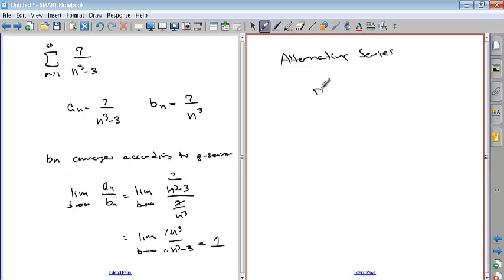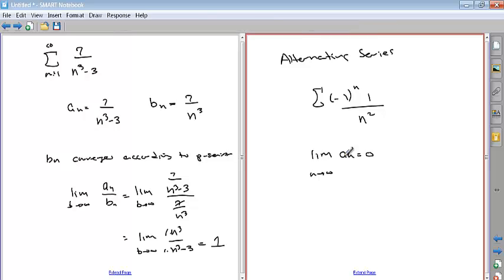So with the alternating series, you have -1 to some power, n plus 1. And then you have the other part. Say it's 1 over n squared. So you have two requirements for the alternating series test. One is the limit as n goes to infinity of a sub n equals 0. In this case, a sub n is the term that's not -1, so it's just 1 over n squared. And that does converge. Now let's actually use this one.